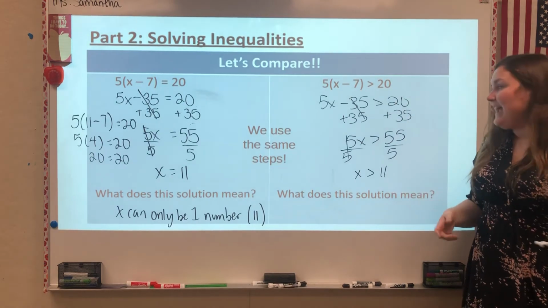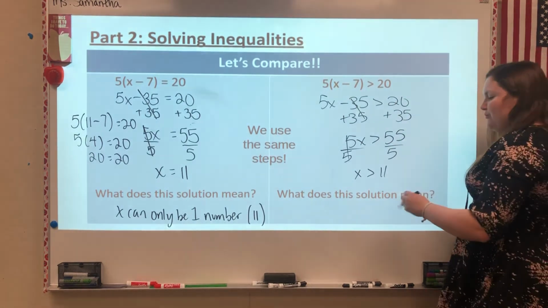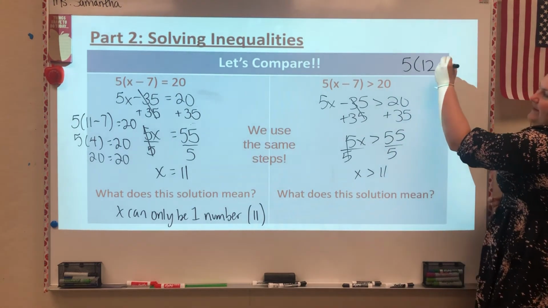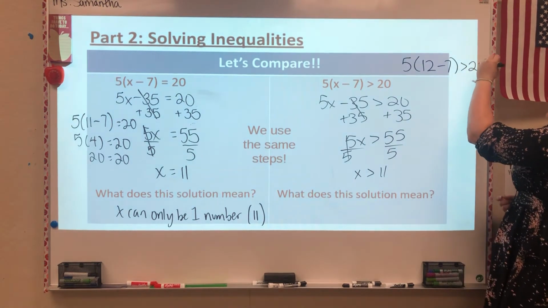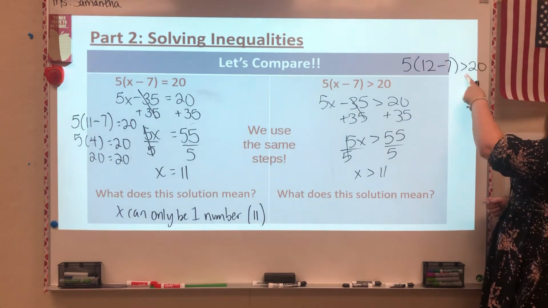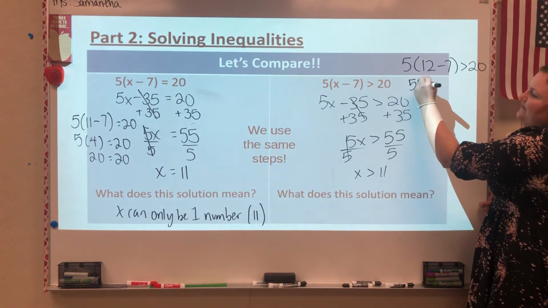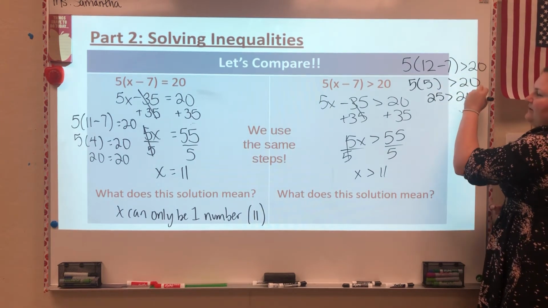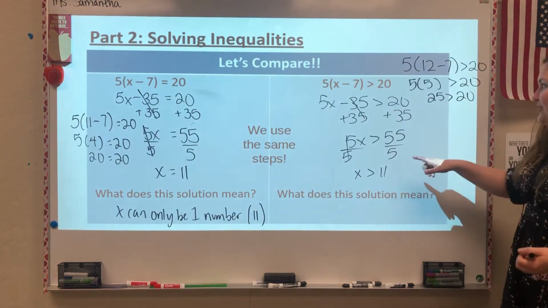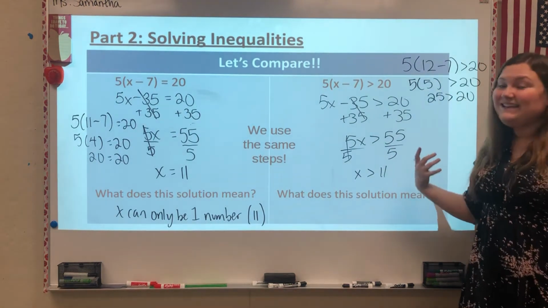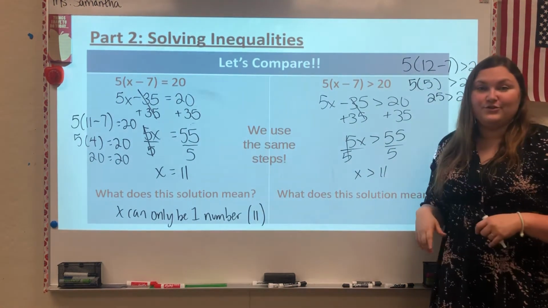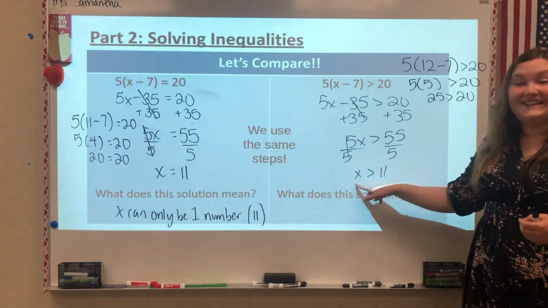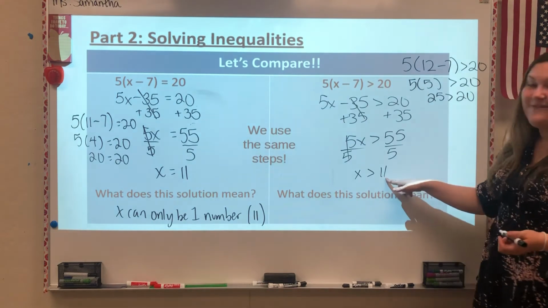So for example, I could pick the number 12. 12 is greater than 11, right? I could put 12 right there, and this left side should be greater than 20. This left side would say 5 times 5 is greater than 20, so we get 25 is greater than 20. That's true. Now I chose 12 for mine, but you could choose any number that's greater than 11. You could choose 15, 100, 1,000. You could choose 11.5 because 11.5 is greater than 11.